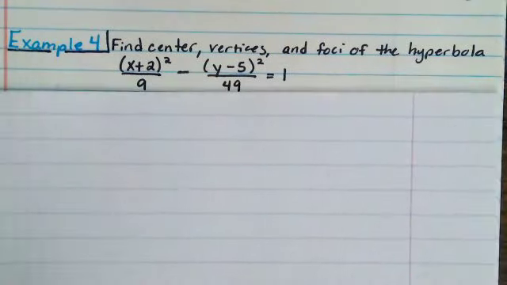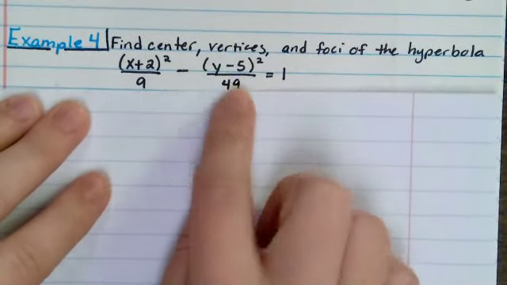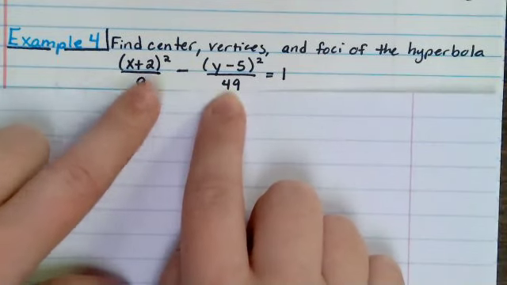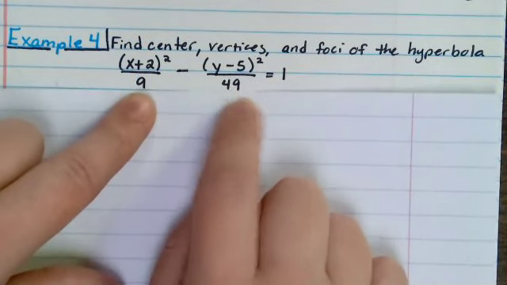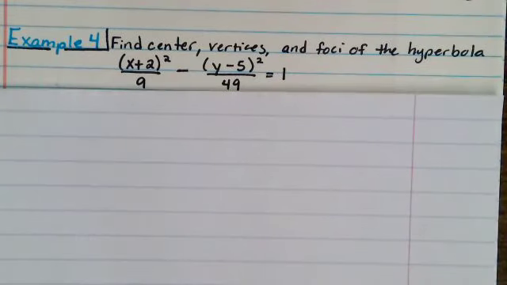They said find the center, vertices, and the foci of the hyperbola. All right, I want you to notice here, remember I told you guys in the last video, A doesn't have to be more than B. So if you look here, that A term is going to be from this first fraction, right? Because that's the positive fraction. And the B term comes from the negative fraction. So you got to rewire your brain a little bit with hyperbolas. It is not the largest denominator.